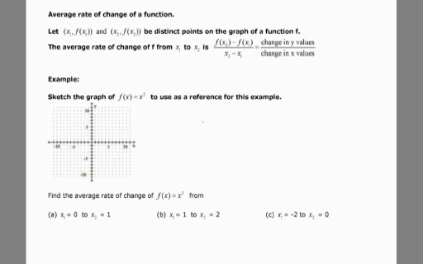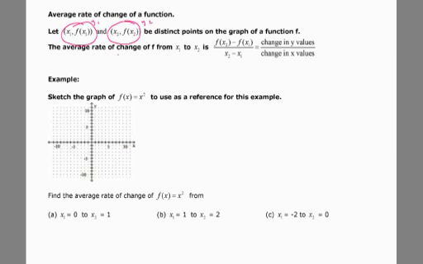Okay, let's work some more with the average rate of change of a function. So let's assume we're given some function f of x, and we have two distinct points on that graph: x1, f of x1 and x2, f of x2. Remember, this is like an x1, y1. This is like an x2, y2.